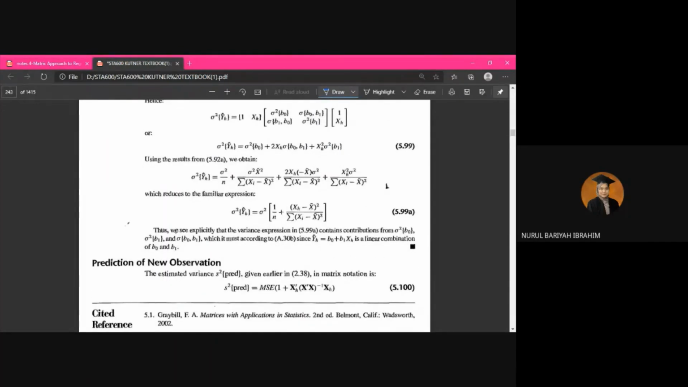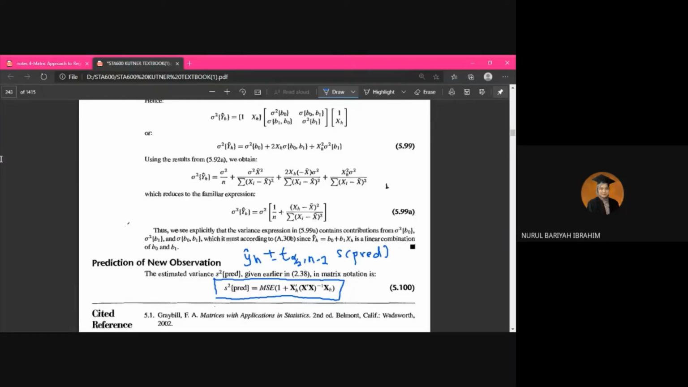Okay, the next one is the prediction. It looks the same, just with this one added, 1 plus here. That is the only difference. So for prediction, it is Y hat, the same, plus minus t alpha over 2, n minus 2, and then S prediction. So you need to square root this value. Right, so that's it. Simple.